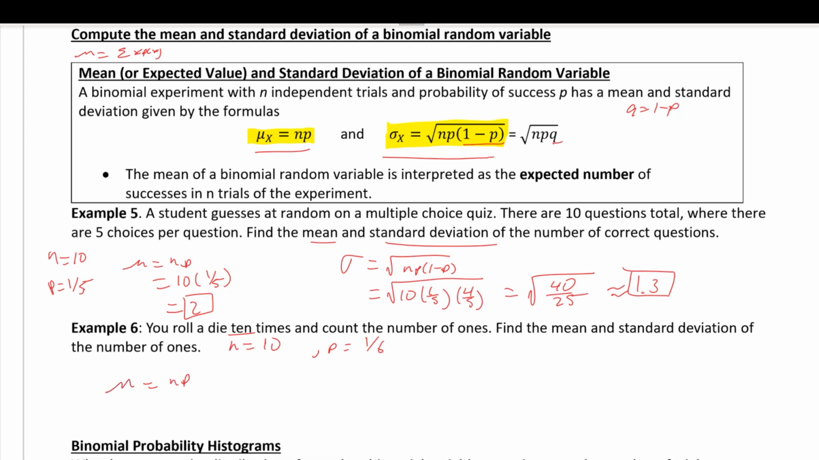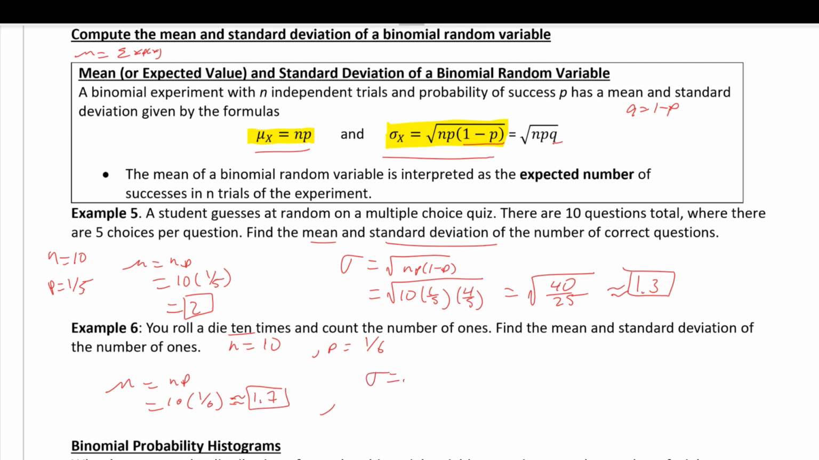Mu equals np, 10 times 1 out of 6. If you just put that in your calculator, I'm going to round to 1 decimal, about 1.7. So the expected number of ones that show up is 1.7.